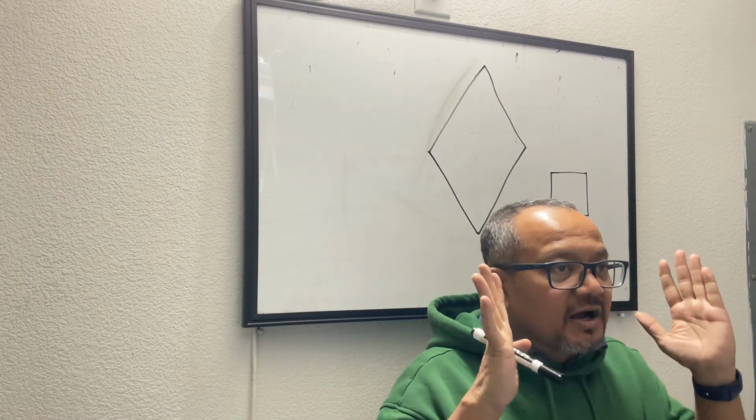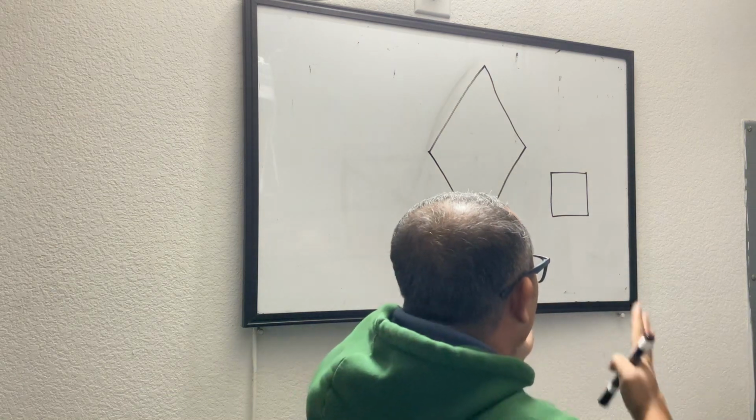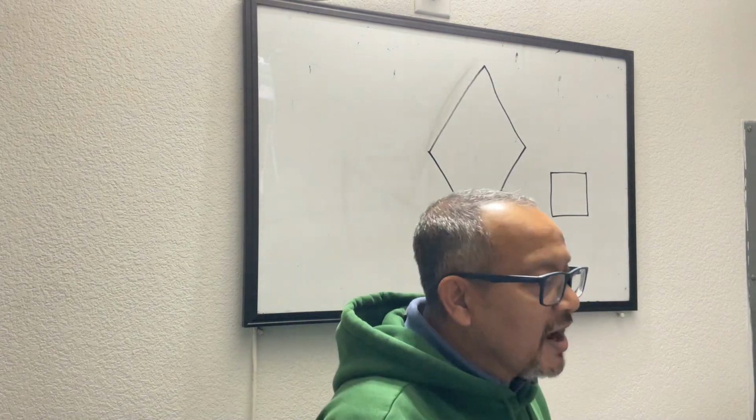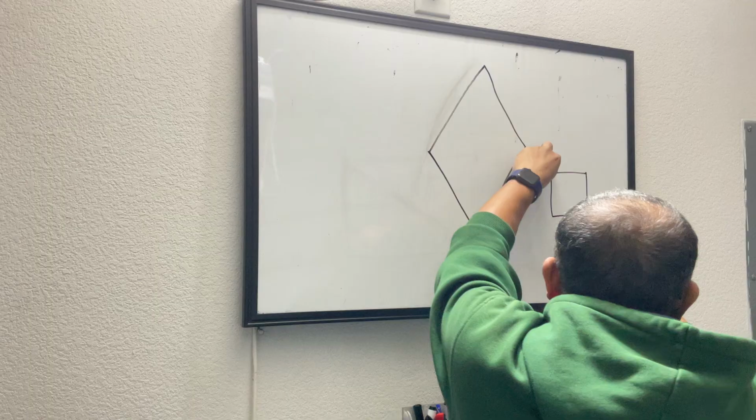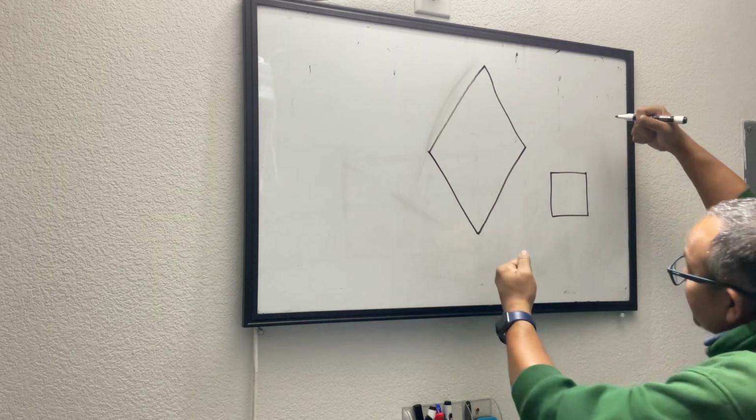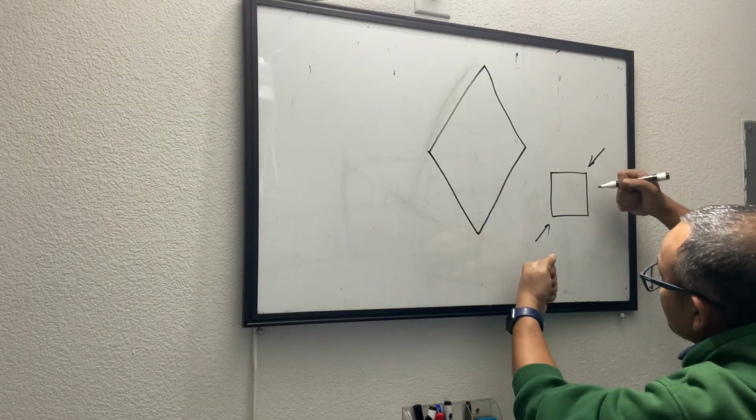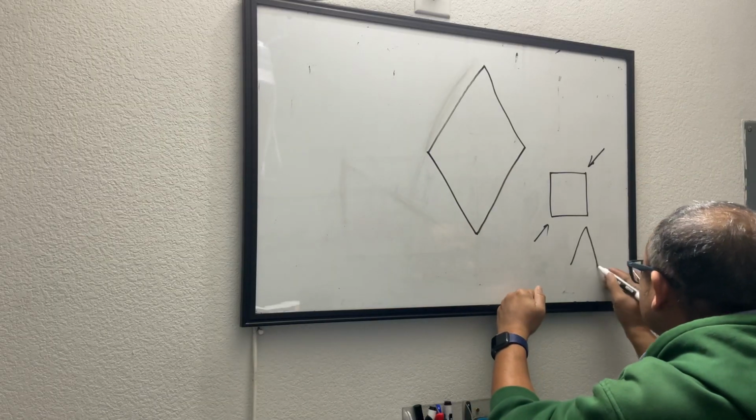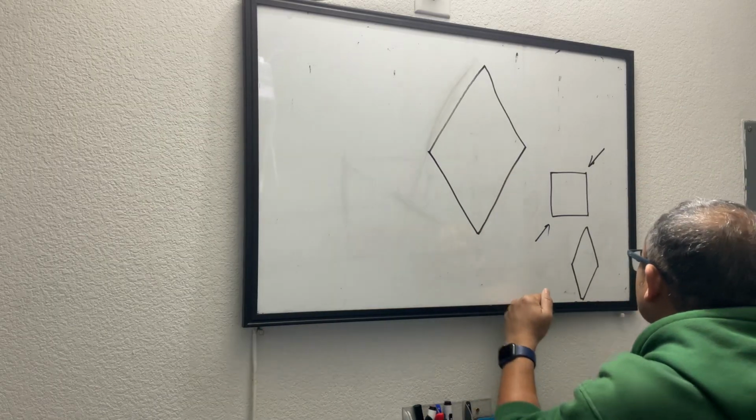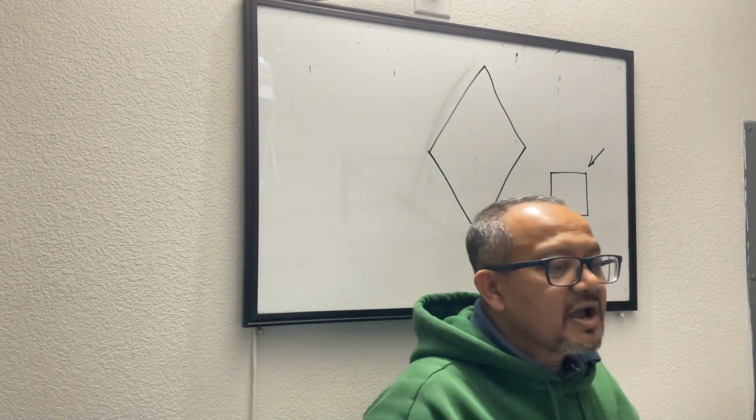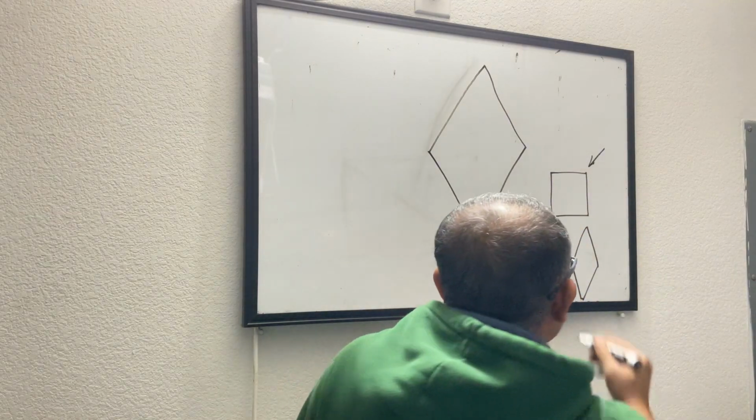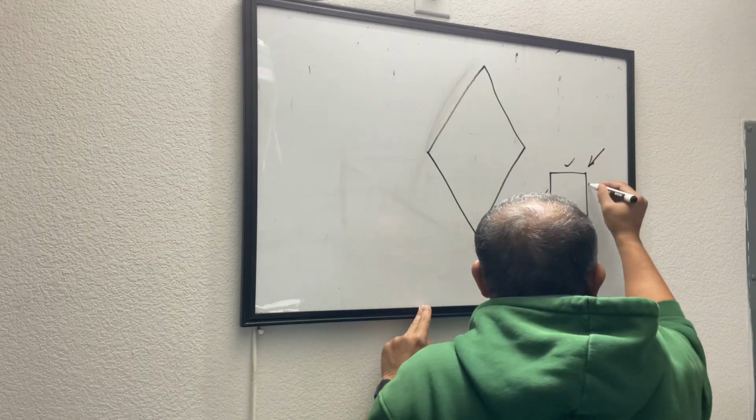Now, a rhombus is a child of a square. Why am I saying so? Because this is my square, and if I take the square and squeeze it from the two corners, it becomes thinner and taller. That is a rhombus. So in the square, all four sides are the same.